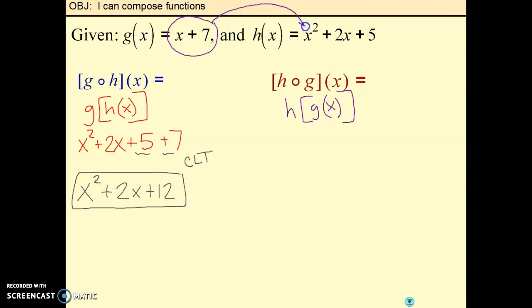Well, that's going to have to get plugged in here, of course, and here. Just like with a number, we would plug that number anywhere for x. Well, I have to plug this whole expression anywhere for x. So I'm going to plug in, square it, plus 2 times plug it in, plus 5. And what am I plugging in? Again, I'm not plugging in a number. I'm just plugging in this whole expression, or the function, for g of x, which is x plus 7.